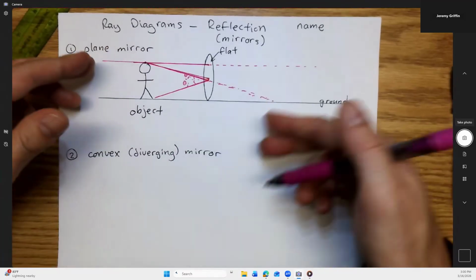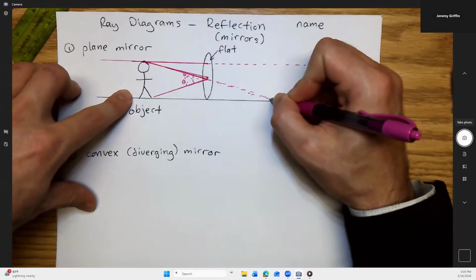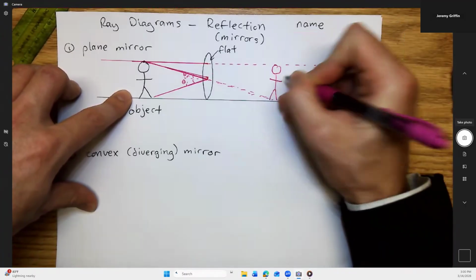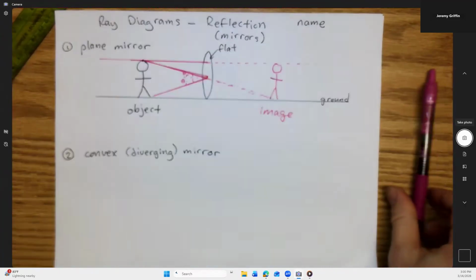Now, you could add more and more and more rays. Probably would have a few more than I did. It looks like his feet are going to be here. He perceives his head being here. You can draw the rest of the image there. And this would be the image. That's kind of the result.